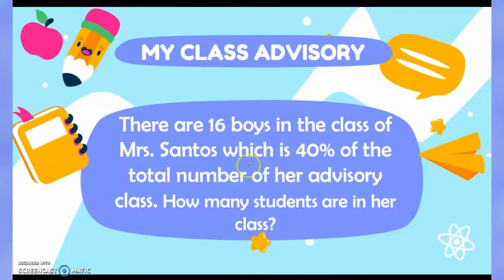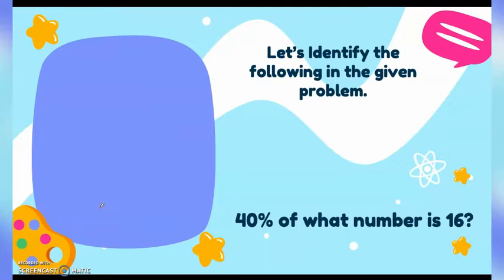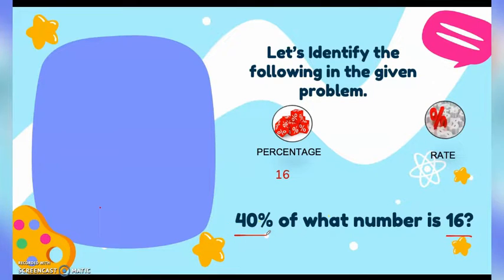The given is 16 boys, which is 40% of the total number. So it is like asking 40% of what number is 16. Then let's identify the percentage, which is 16, since after the word "is" is the number 16. And our rate is 40%, since anything that has a percent symbol is the rate. Now our missing is the base, since it is asked for the total number of her advisory class.